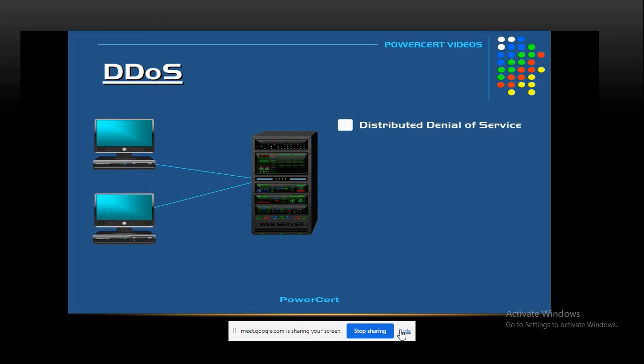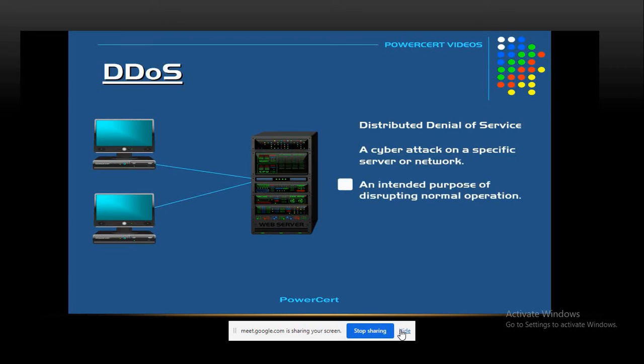DDoS stands for Distributed Denial of Service. It's basically a cyber attack on a specific server or network with the intended purpose of disrupting that network or server's normal operation. A DDoS attack does this by flooding the targeted network or server with a constant flood of traffic, such as fraudulent requests, which overwhelms the system, causing a disruption or denial of service to legitimate traffic.